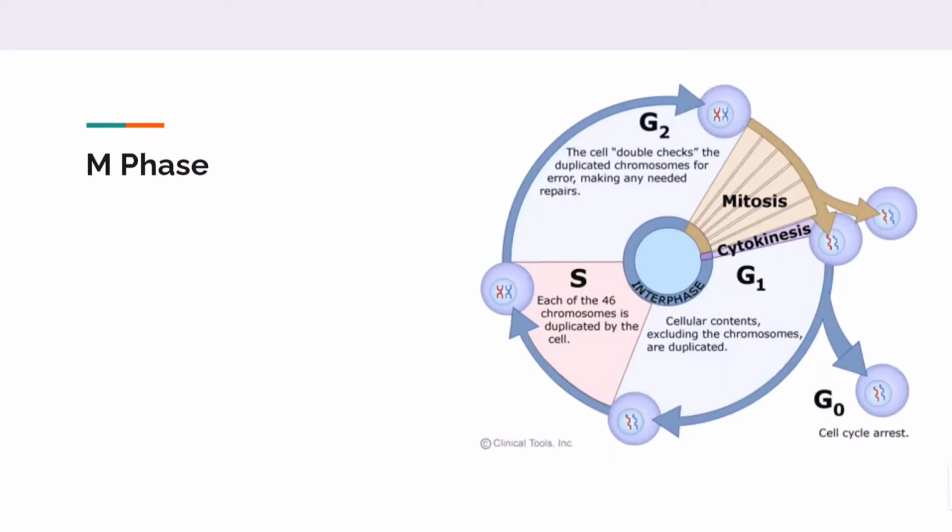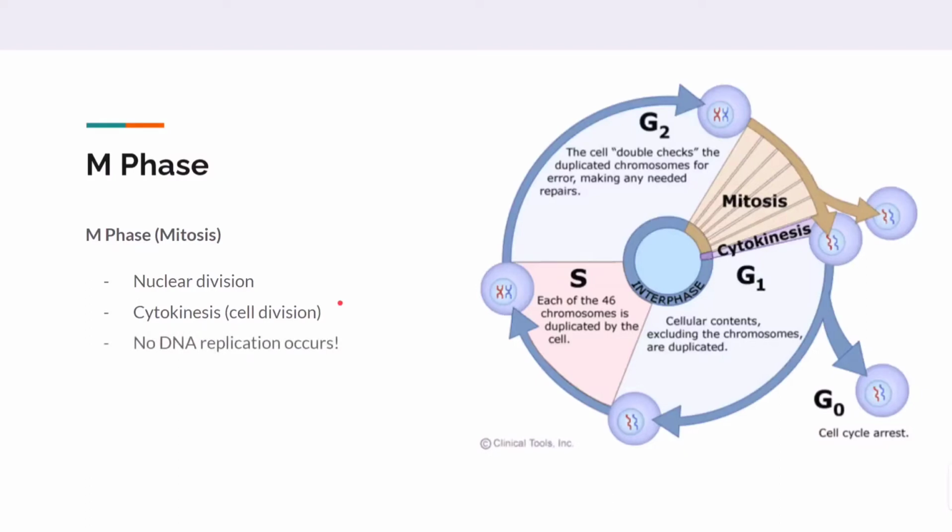And then M phase is part of the cell cycle, but this is not in interphase. M phase is mitosis. This is our nuclear division, PMAT, which we're going to be going into another time, and also cytokinesis, which is the actual cellular division. And just to reiterate, no DNA replication actually occurs in M phase in mitosis, because DNA replication occurs in S phase, in the interphase.